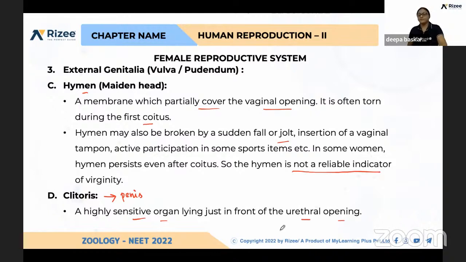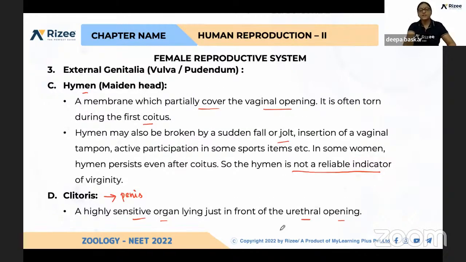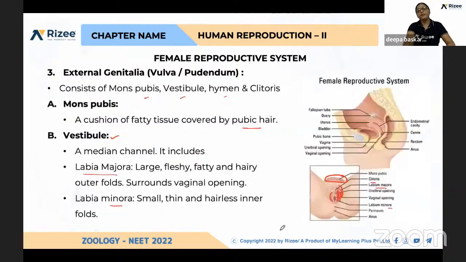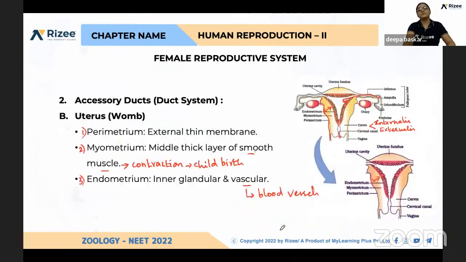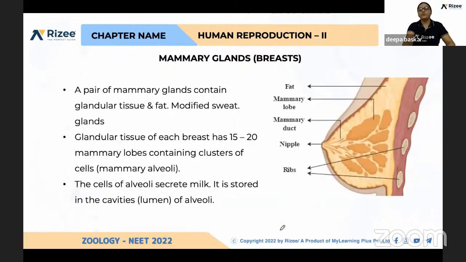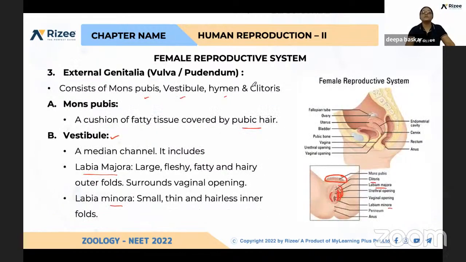Okay, yeah. Yes, sir. So if you have any doubt, please ask me in this part, female reproductive system. Both of you, clear? Clear, dear? Yeah, okay, Nandini.